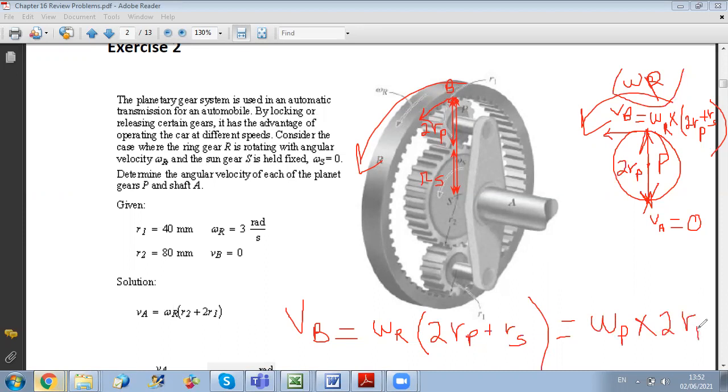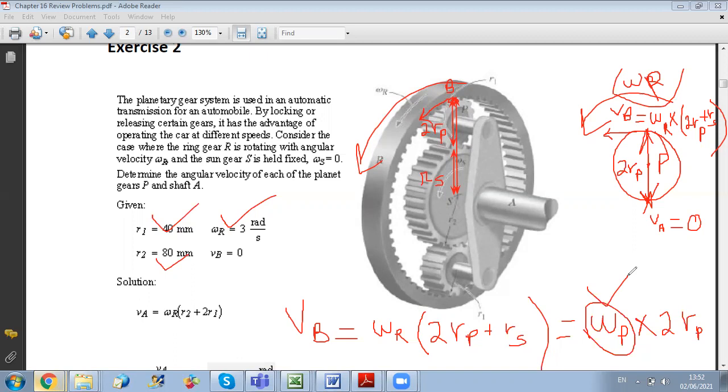As you know, from the given data we have rp, rs and omega R, so the only unknown will be omega P. In this way I can calculate the angular velocity of the planetary gear P. Did anyone not understand how we got omega P? Please tell me, I can repeat if you don't understand. Okay, what is the next step now?